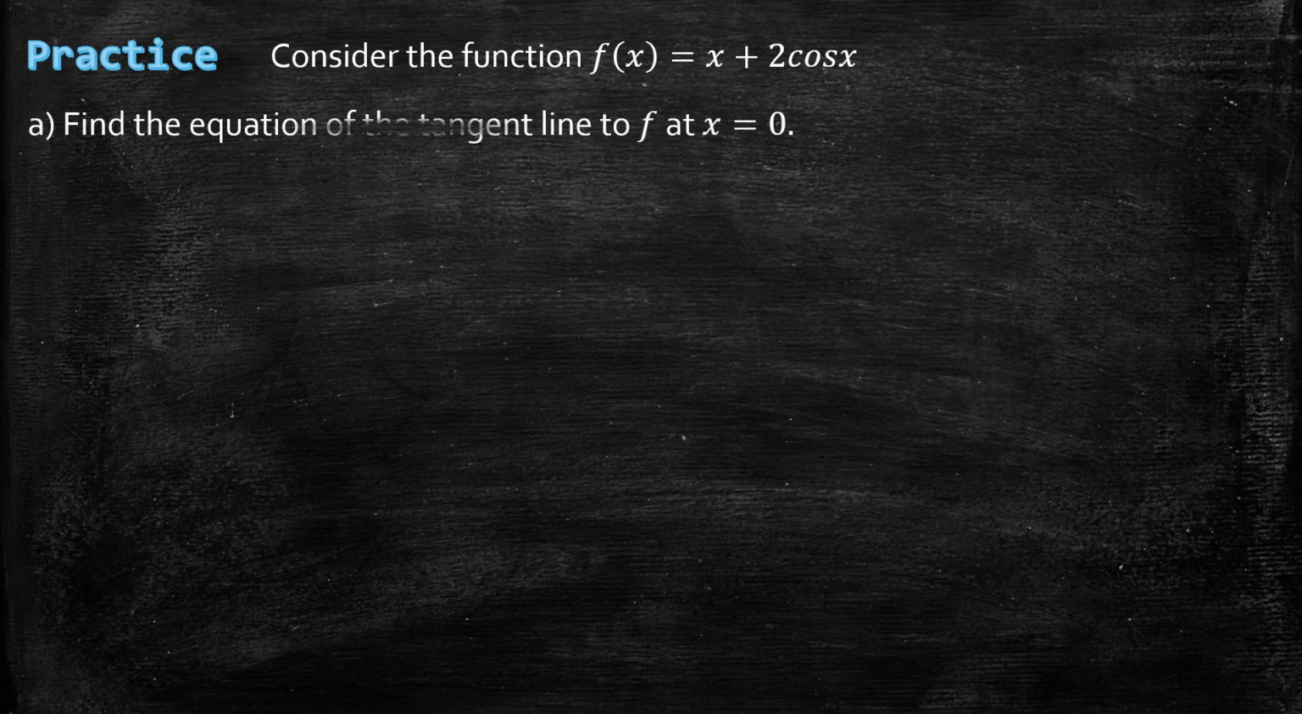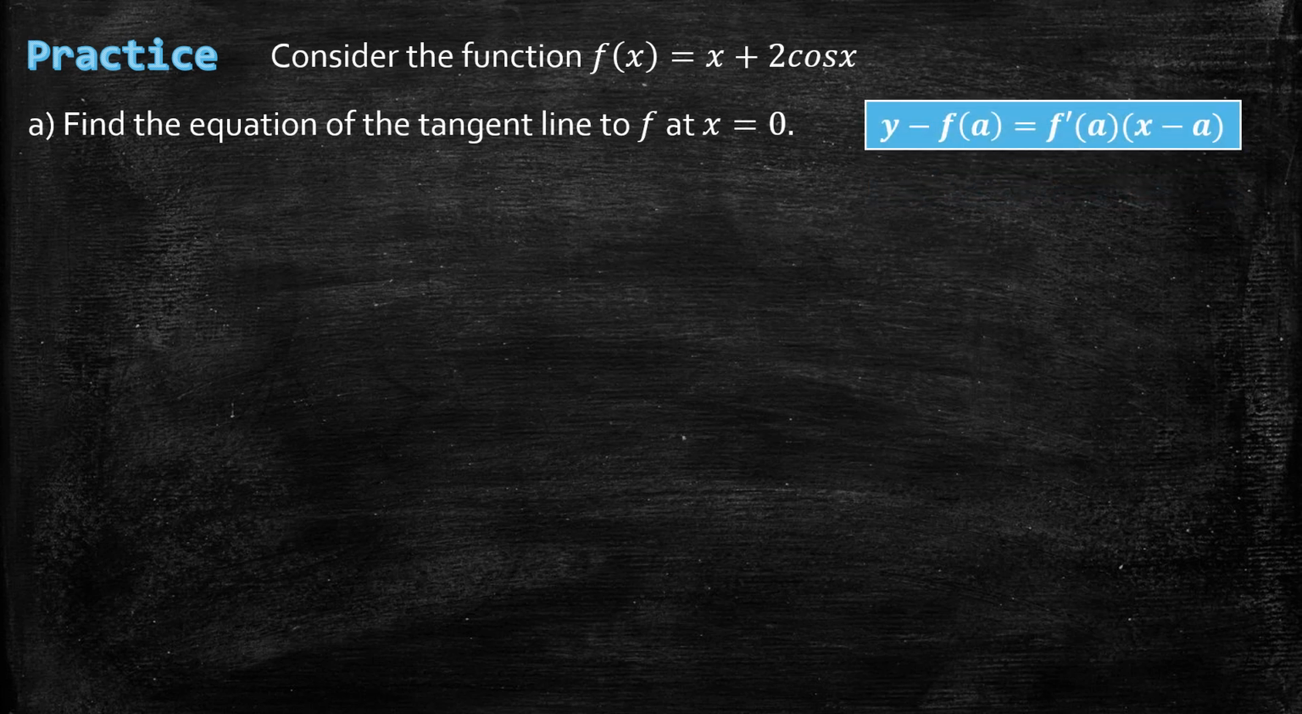So we'll end with a couple of practice examples. Let's look at this function, x plus 2 cosine x. Our first step is going to be to find the equation of the tangent line to f at x equals 0. Well, let's call up the equation of a tangent line. Remember, it's y minus y1, but we can just say y1 is f of a, and x minus a, that's x1. And the slope, of course, is going to just be the derivative of the function at that particular value.